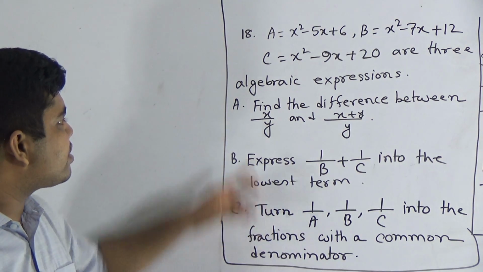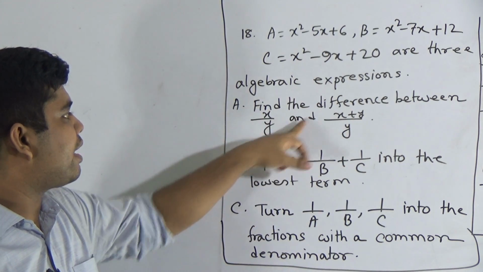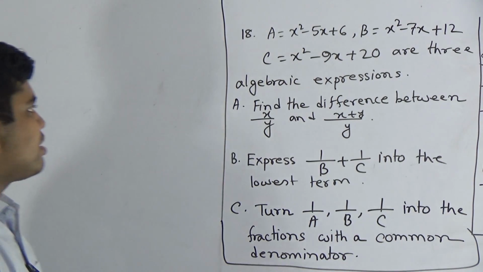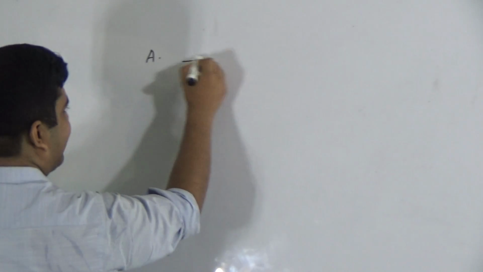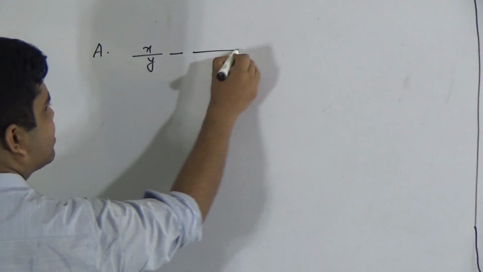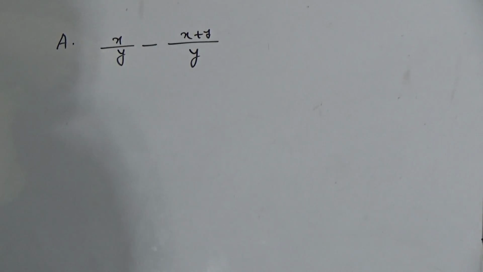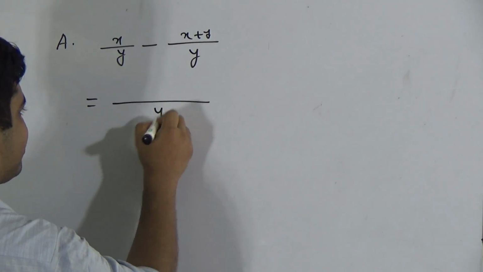So at first we solve question number A. Find the difference between x by y and x plus y by y. My dear students, we do not need steps to solve this, so we solve it directly. x by y minus x plus y by y, because we need to find the difference. Difference means subtraction. Here y is the LCM of both denominators.